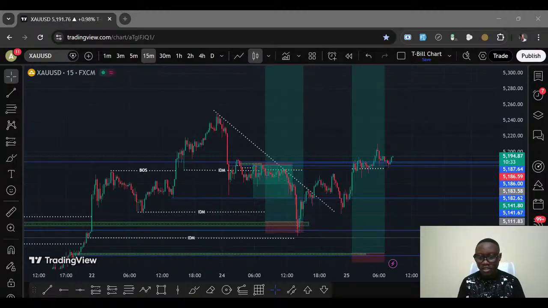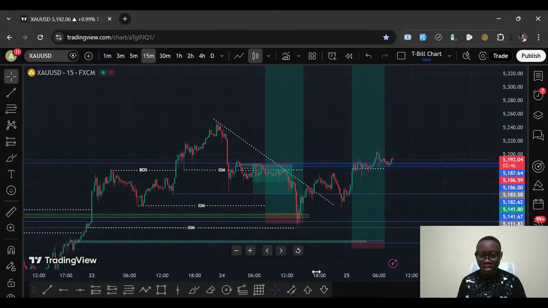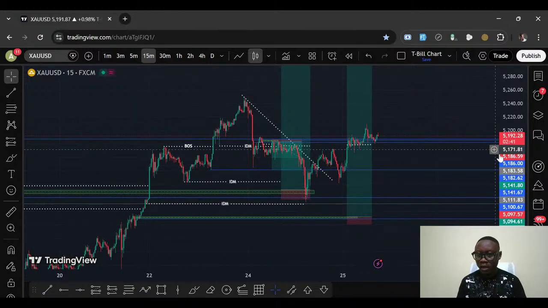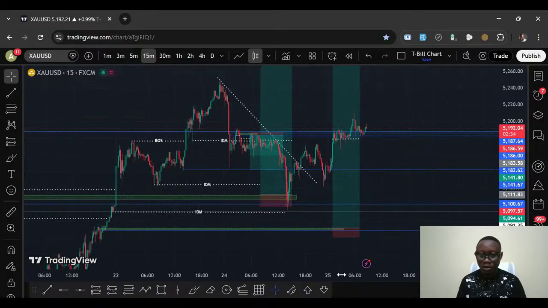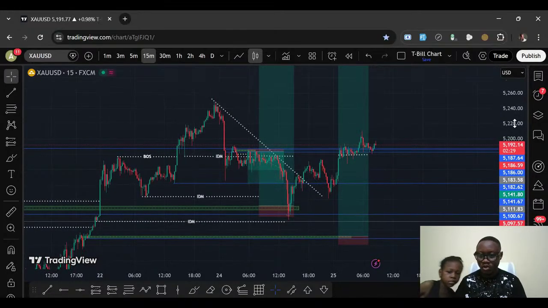Before we dive into today's market analysis, let's do a quick recap on what the market has been doing since our last session. If you look at the chart, if you remember in our last session, we were able to mark out these two key zones. These were the zones we marked out in our last session on Monday. Let's do a quick analysis of what price has been doing around the zone.